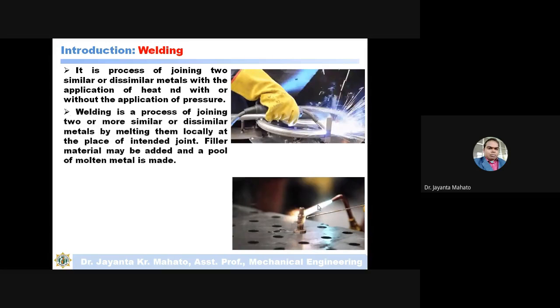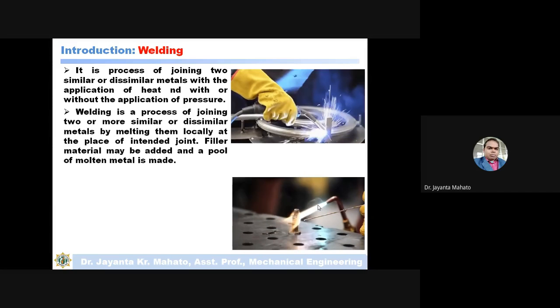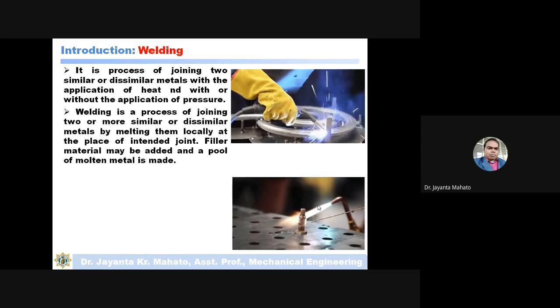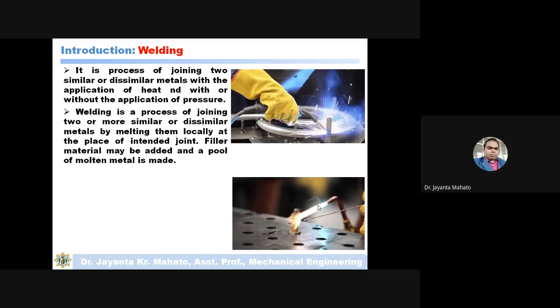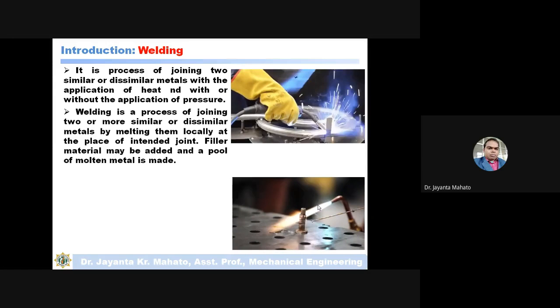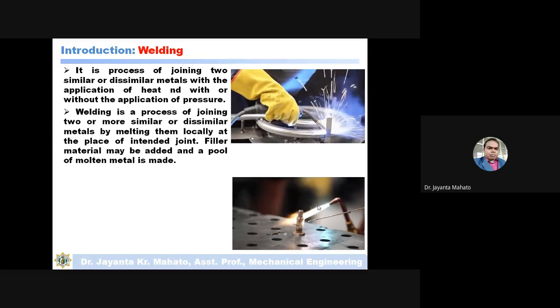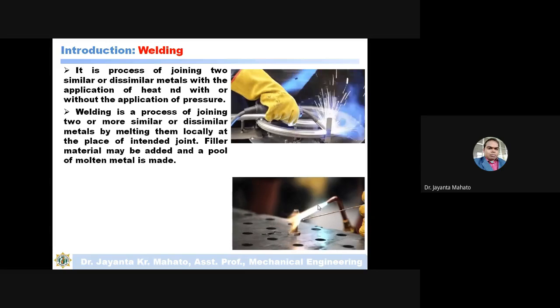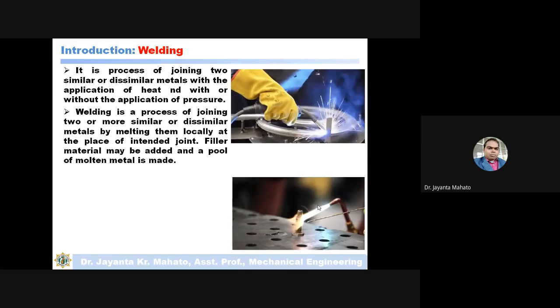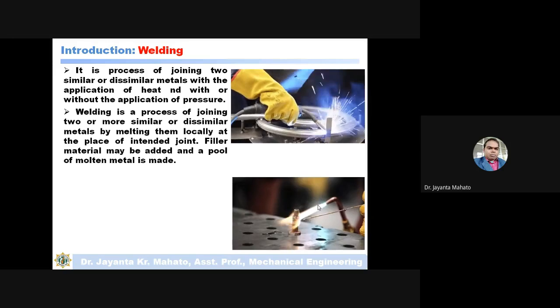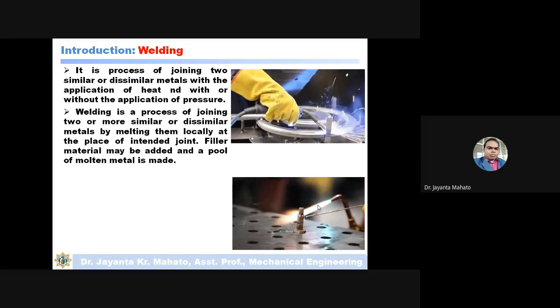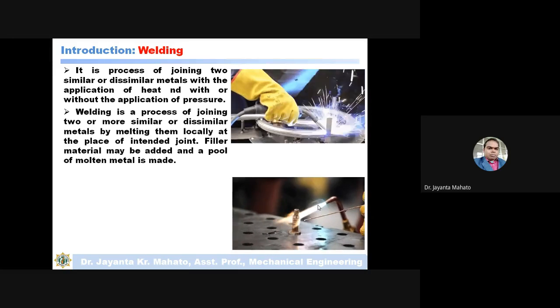Okay. So welding is a process of joining two or more similar or dissimilar metals by melting them locally at the place of intended joint. Means, where the joint has to be made, the material is melted at that place. The whole material will not melt; only at the zone where it is to be joined. Another option: you can use filler material, and the filler material melts and two or more parts get joined together.